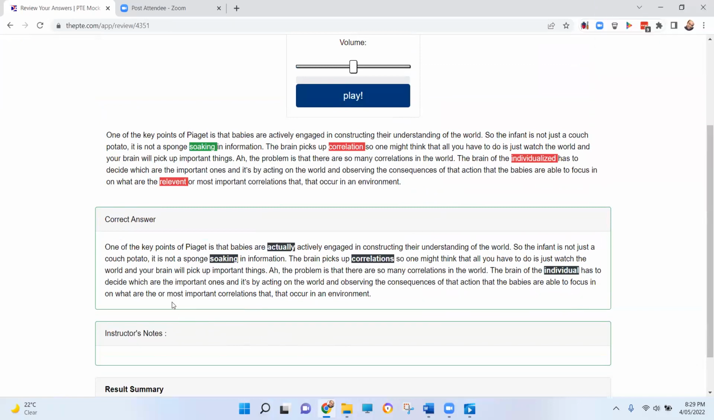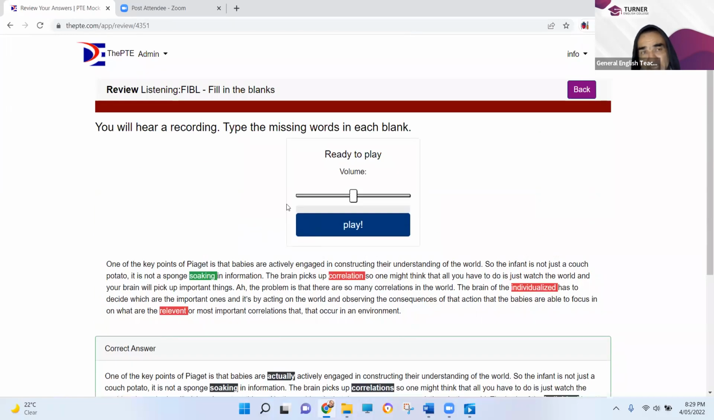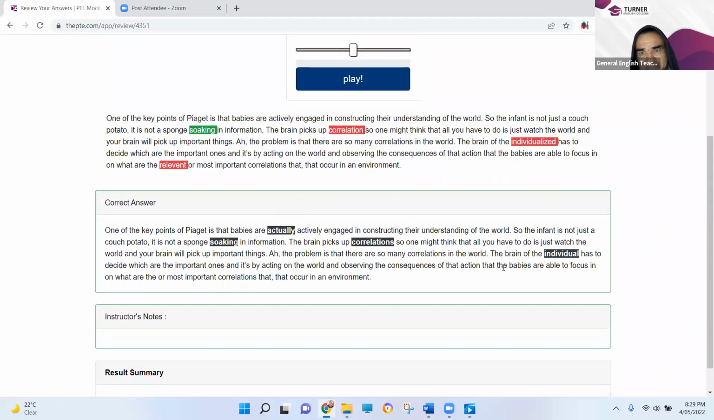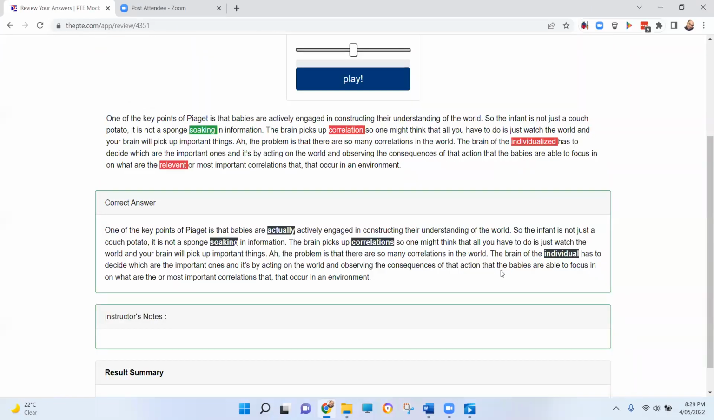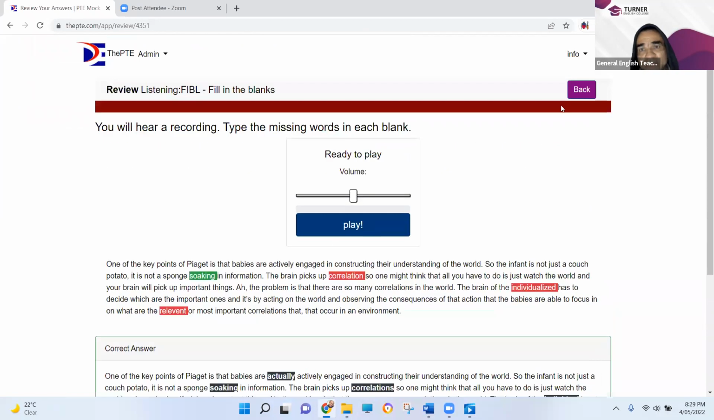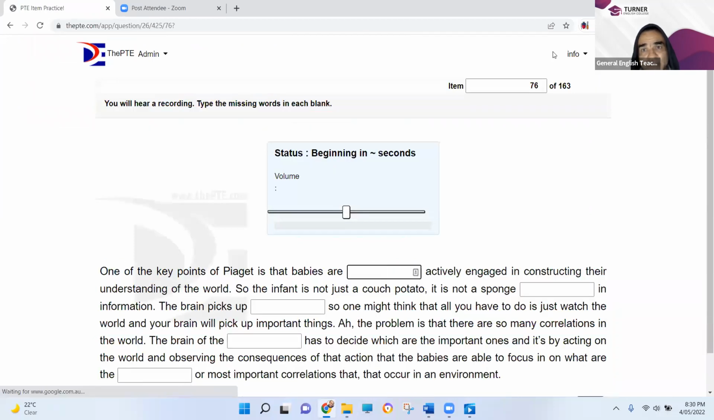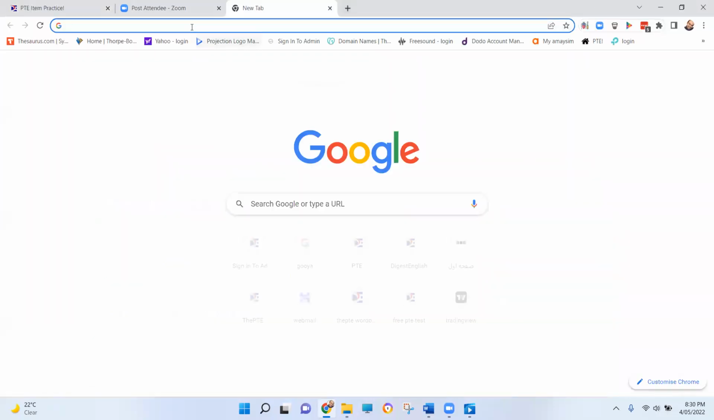What? We only got one? Yeah, actually relevant is spelled with E and A-N-T, like I told you, okay? We just got one right? Yes, because it was correlations. This was individual, not individualized. I did it individualized. Yeah, mine was right. Individual, yes. And that's it. And relevant is spelled like this. Look.